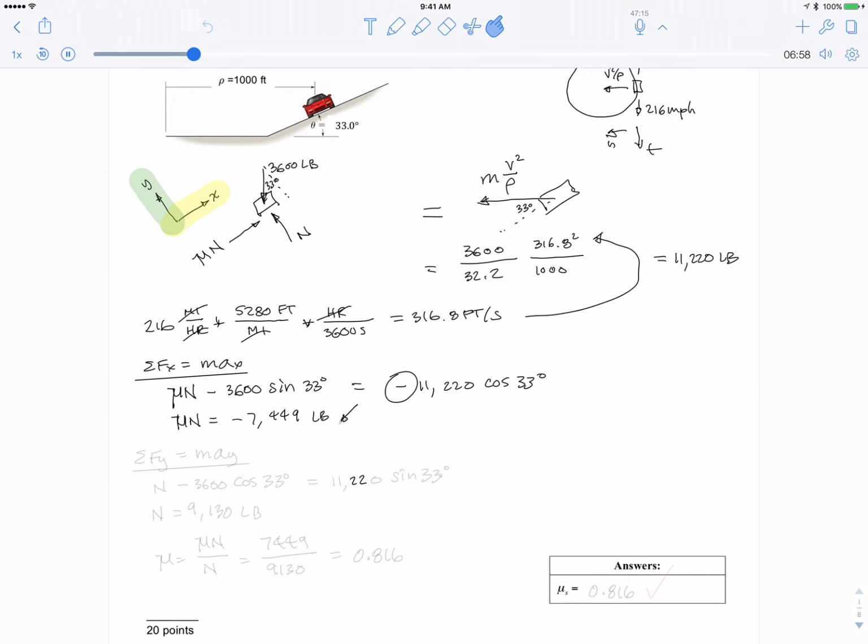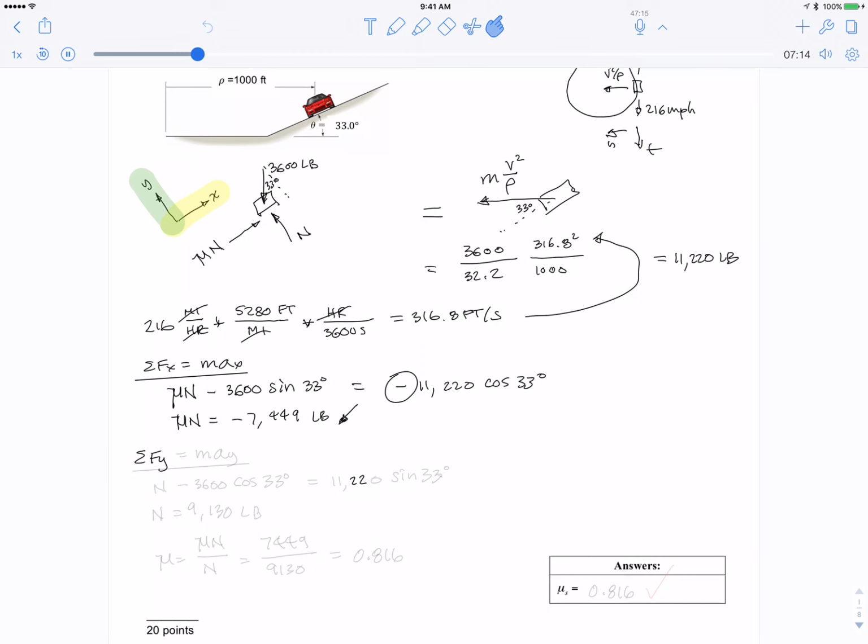And that makes sense. The car's going so fast, it's trying to slide up the track. So it's kind of funny. I've been going slow now, and I get it wrong. And then I just checked, and I did it at full speed. I got it right. So let's continue.